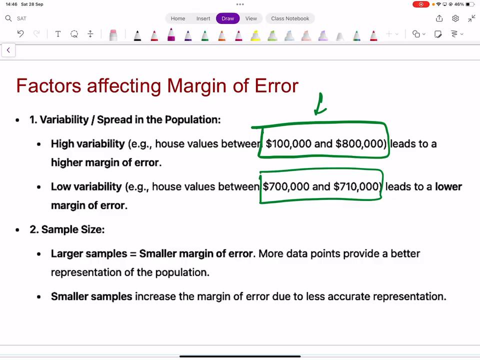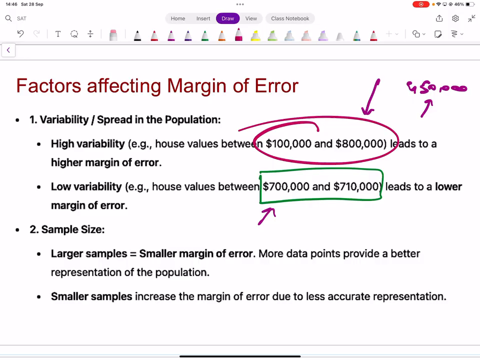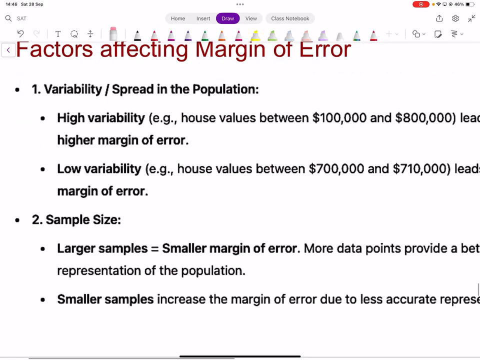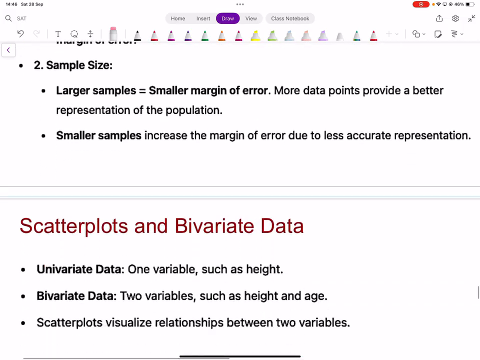So you can think of it logically as well. If you do a survey, and most of the values are between 700,000 and 710,000, you can say more confidently that the actual value is going to be somewhere in that range. But if it was this, and the mean was coming out to be 450,000, there's going to be less confidence here because the actual house prices are much more varied here. Okay? All right. Any questions until now? No? All right.